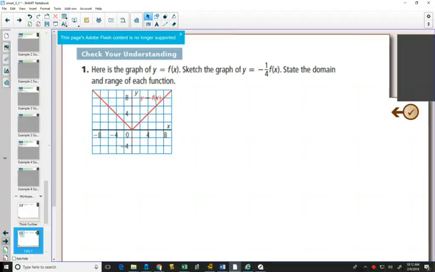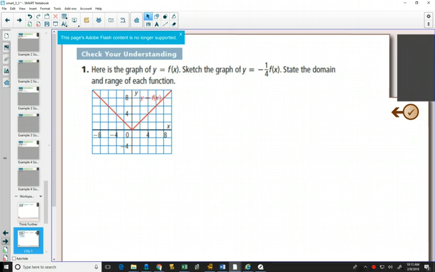Here we have the graph of y equals f of x. So it's in function notation, something to note at the beginning. Sketch the graph of y equals negative 1/4 f of x. State the domain and range of each function.